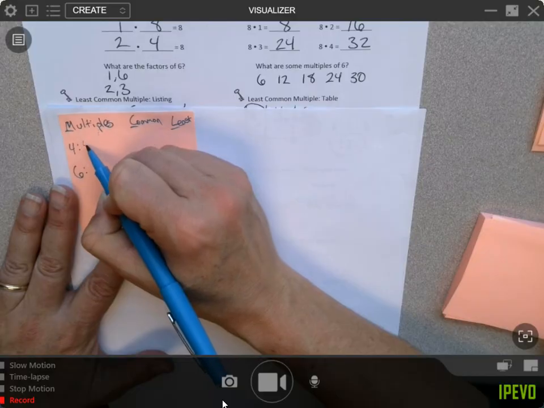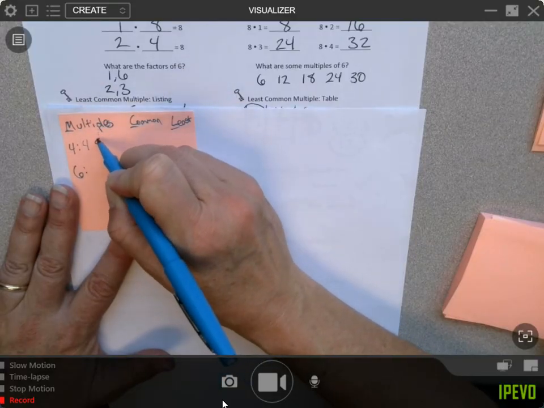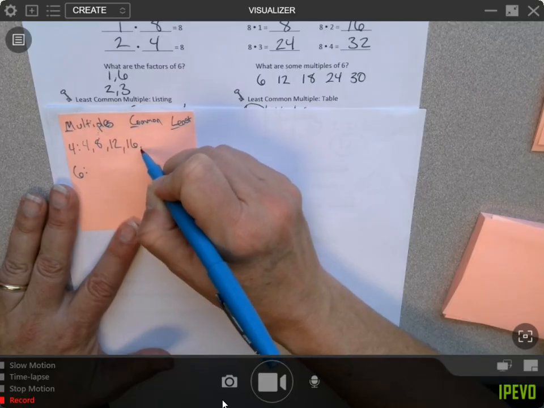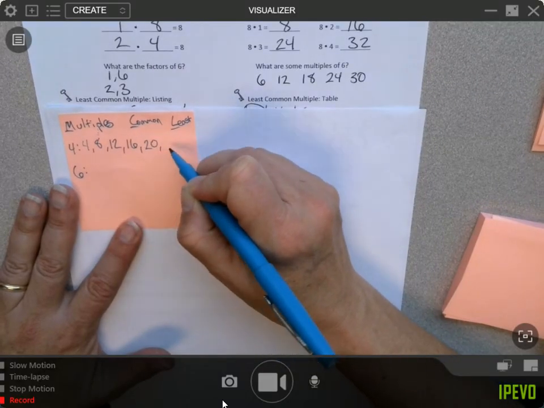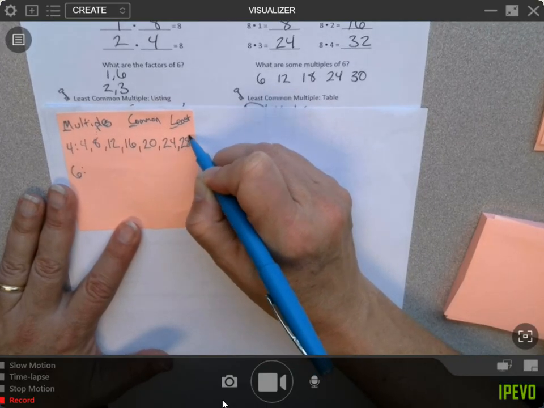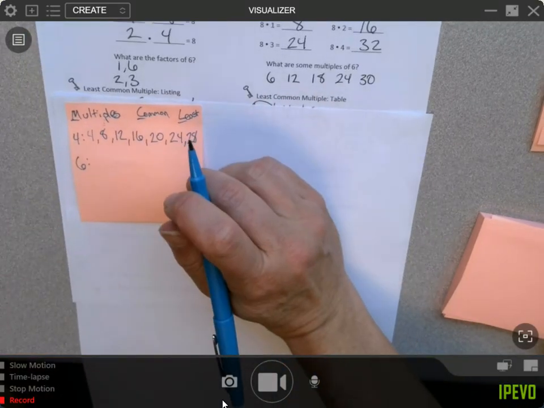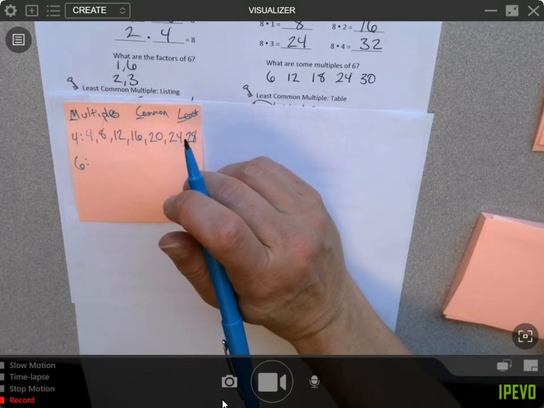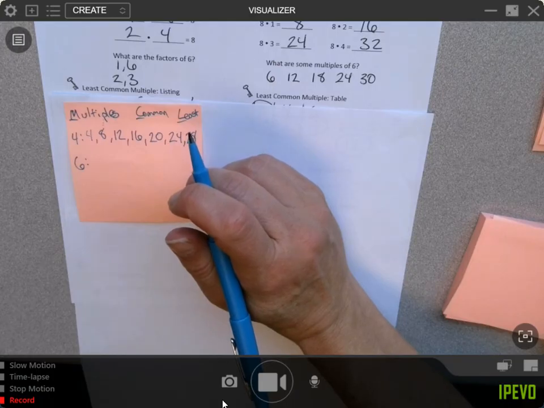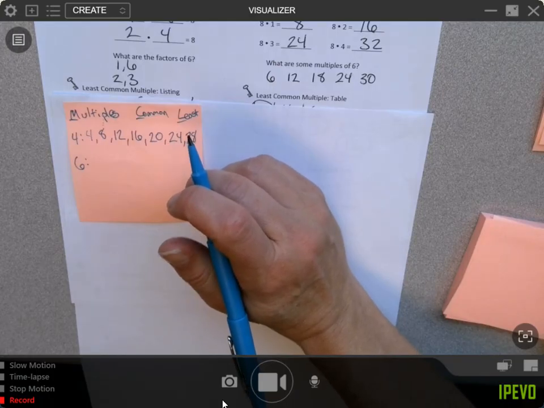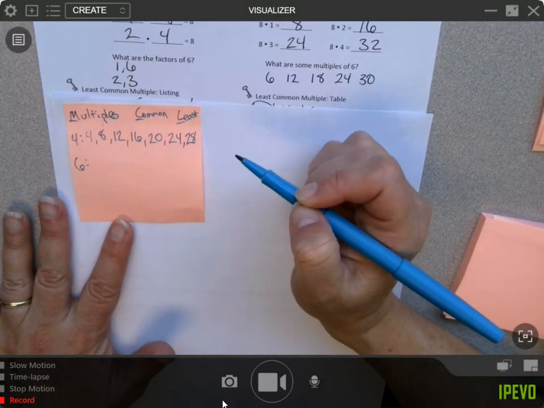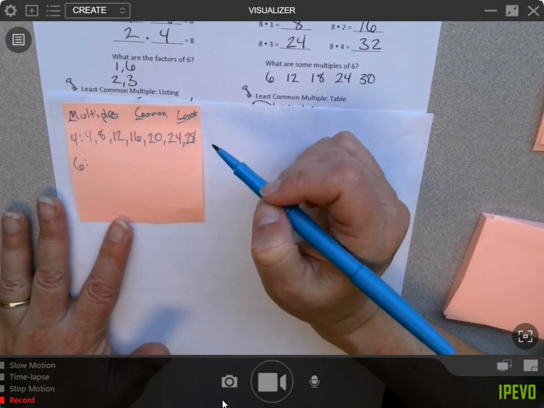So 4 times 1, 4 times 2, 4 times 3, 4 times 4, 4 times 5, 4 times 6, 4 times 7. Sometimes you can just do a smaller one of listing. Sometimes we need to go back and add to our list because that least common multiple is going to be much bigger. So this is what I had room for on the top row, so I'm going to stop there and see if I have to go any farther.